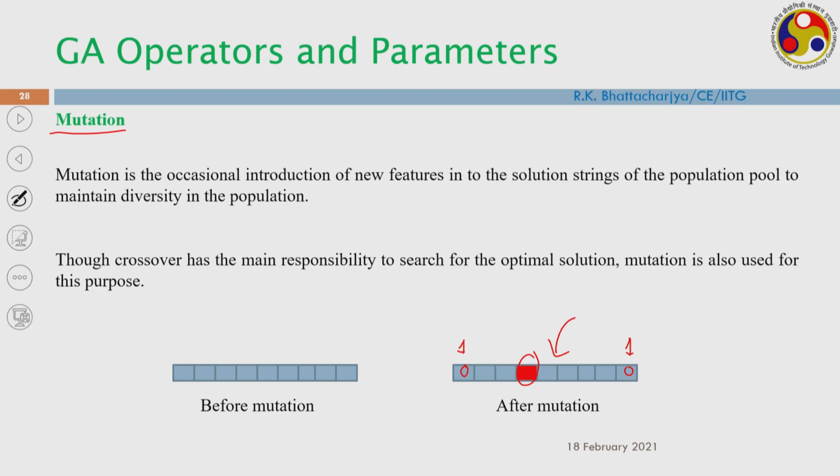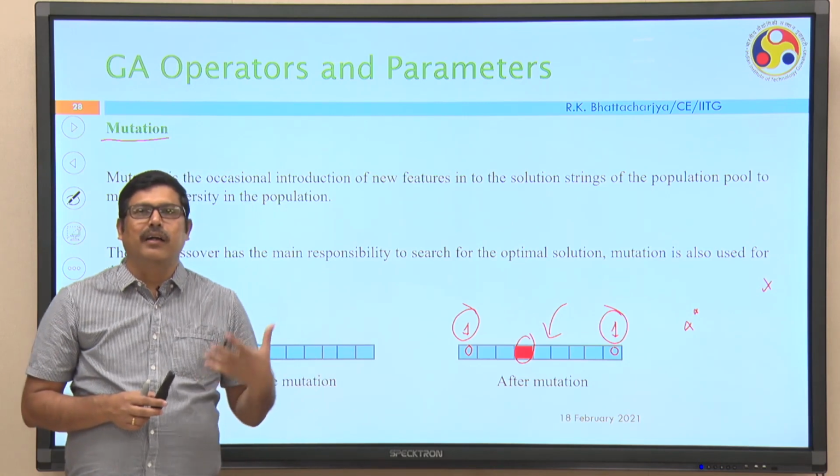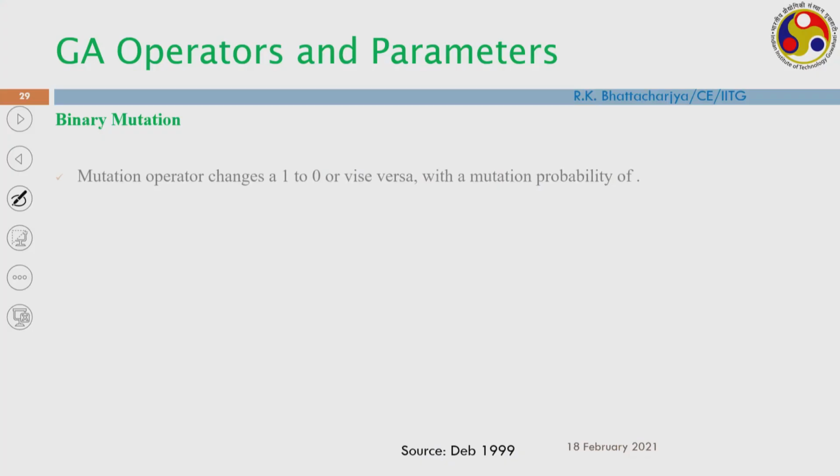Therefore, the right hand side bits are the less significant bits. If there is a change in this bit, the corresponding change in the decoded value is very small, but if there is a change in that particular bit, the corresponding change will be very high. Suppose this is the solution: if the rightmost bit is changed, you get a new solution somewhere near here, but if the leftmost bit is changed, you will get the new solution maybe at a far distance. That way you can explore the other unexplored regions of the search space using mutation. Okay. So, binary mutation.